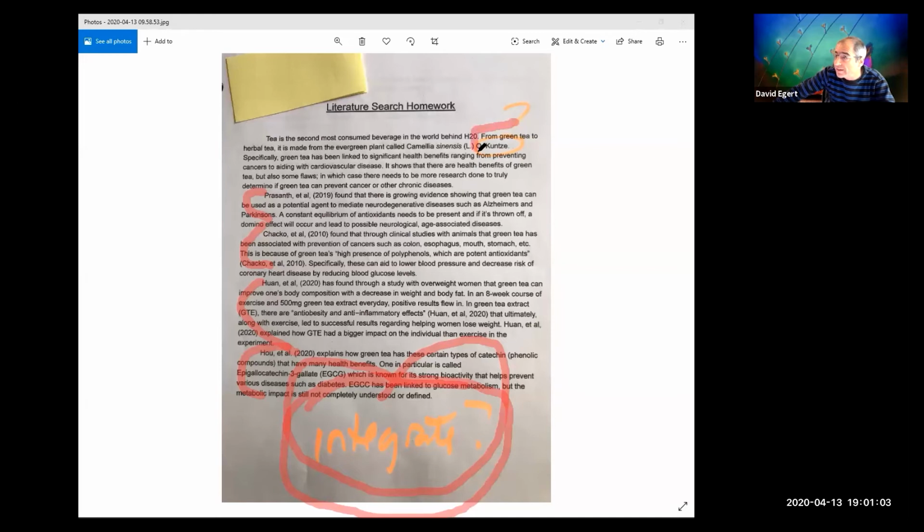And again, for the most part, this person was doing their references okay, but here they kind of dropped the ball and it's just some author, just kind of hanging in space.